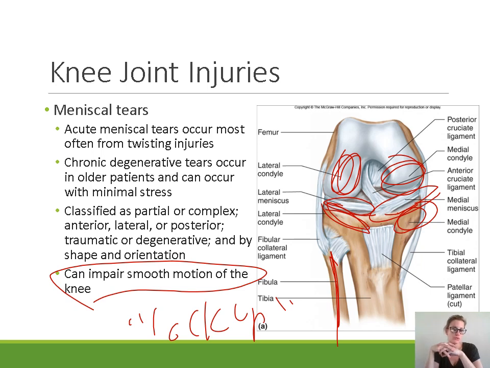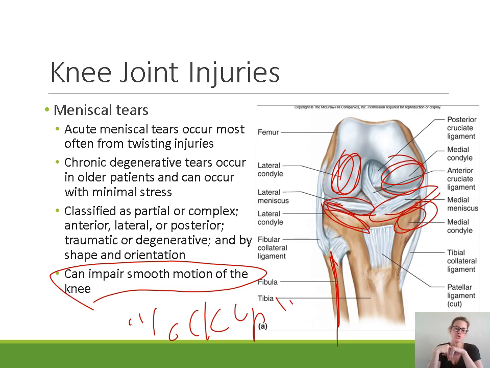We can have acute meniscal tears. These happen most often during twisting injuries of the knee. So, for example, you twist the knee and tear the ACL and also the meniscus. Again, they do commonly occur with ligament injury, so ligament injury along with a meniscal tear.